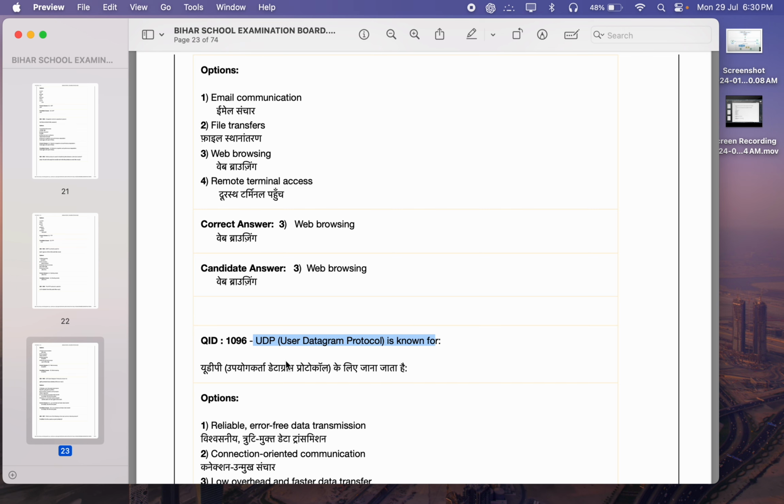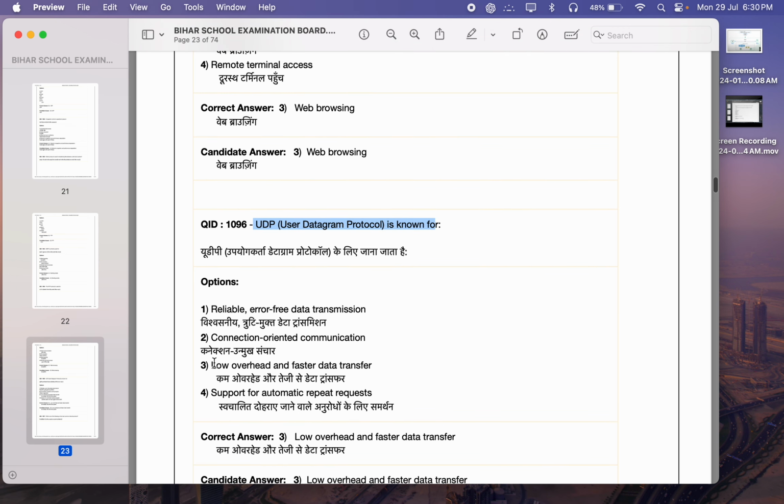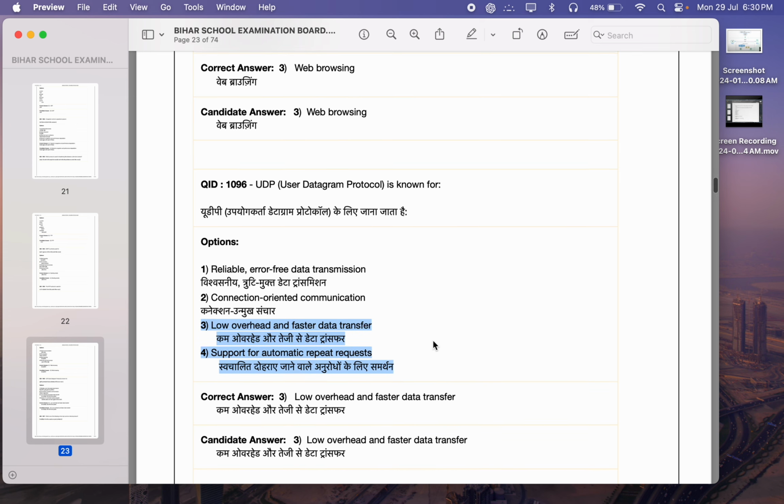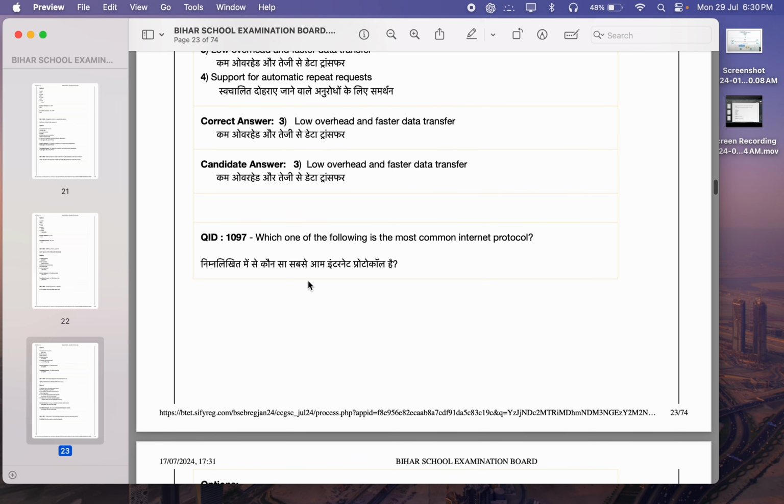UDP, known as User Datagram Protocol, is known for lower overhead and faster data transfer. So the answer for UDP is 3 because it's unreliable, it's not connection oriented, it is connectionless. There's no automatic repeat request because we don't know whether the user got your information or not. That's why it's connectionless. The best answer is 3, which is low overhead and faster data transfer.